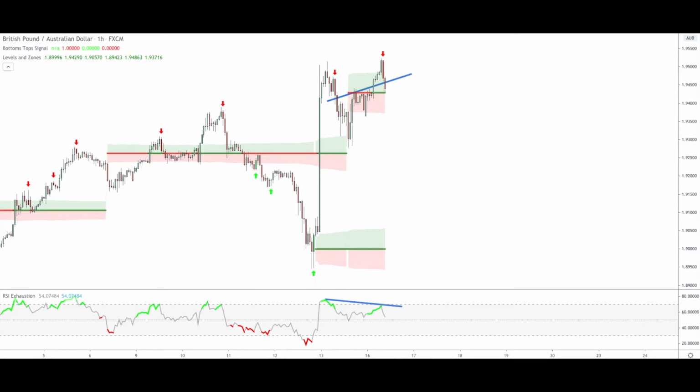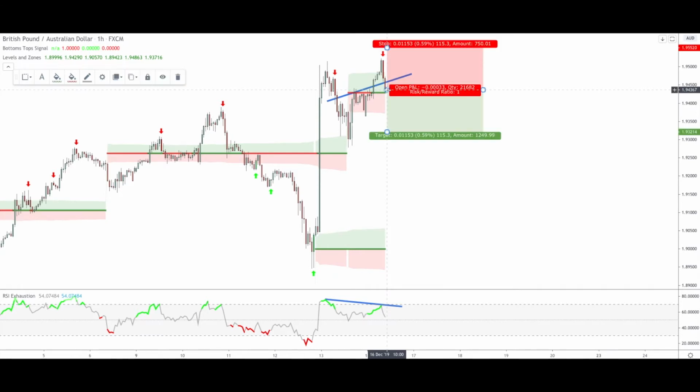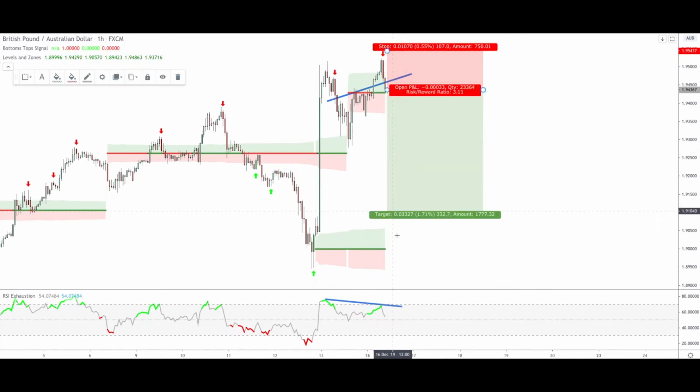So I can place my order, which will look like this. The entry price will be approximately here. The stop loss is going to be somewhat higher than the highest most recent levels, so I give it a bit of room to go, but I guess this might work. And the target's going to be this low.